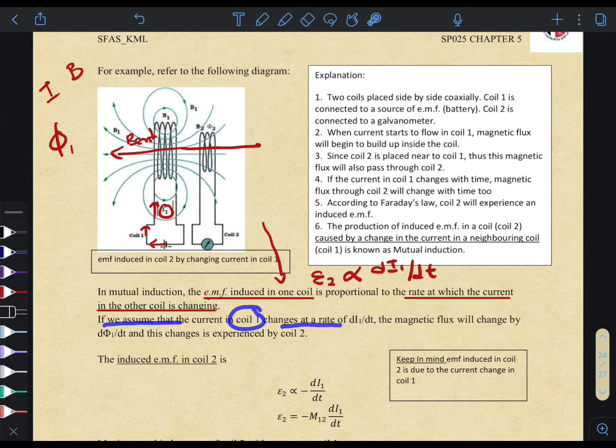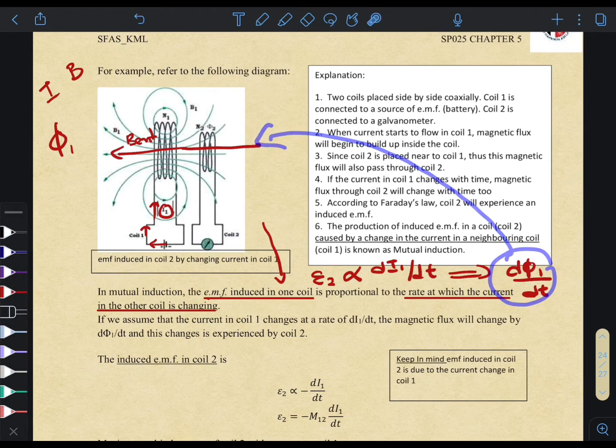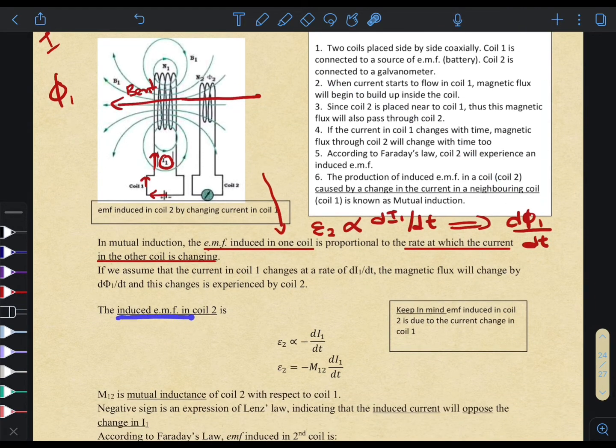If we assume that the current in coil 1 changes at the rate of di over dt, okay, di over dt, the magnetic flux will change by d flux 1 over dt, and this change is experienced by coil 2. Okay, bila current berubah, kita tahu current menyebabkan B berubah. Bila B berubah, flux akan berubah juga. So kita akan ada d flux over dt. Okay, so whatever changes yang berlaku ini akan di-experience oleh coil kedua juga. So the induced EMF in coil 2 is given as, induced EMF is directly proportional to negative di over dt.